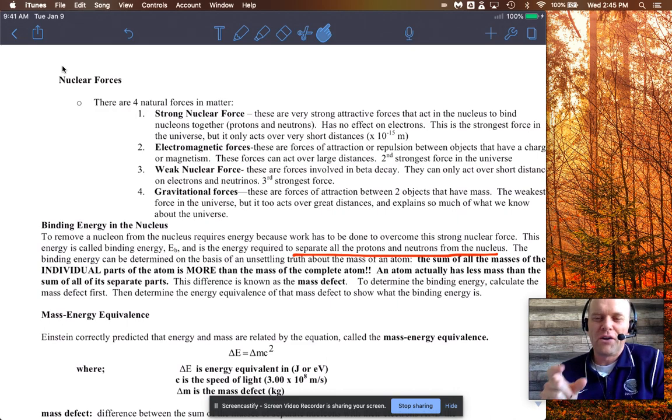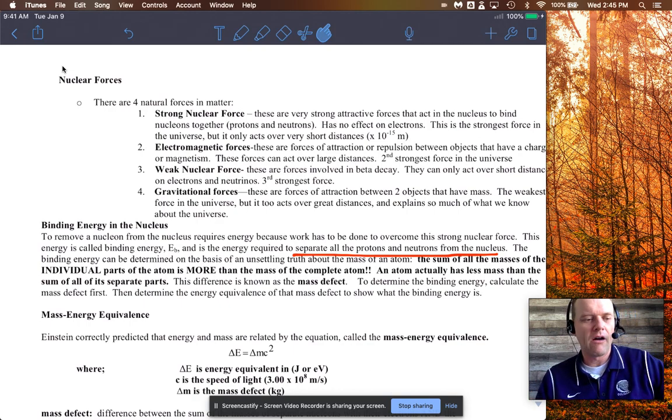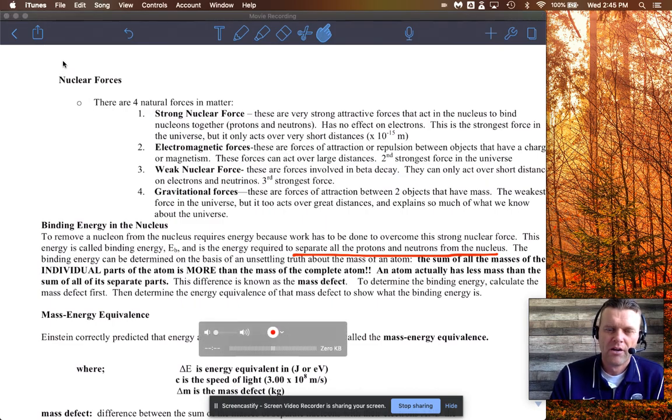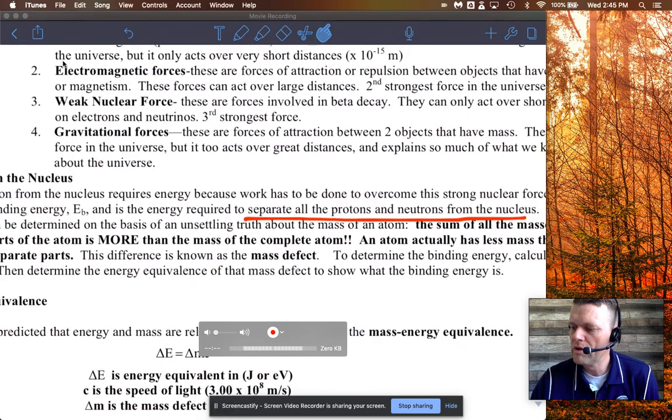As scientists started measuring all of the isotopes and atoms and everything, they realized that this was the case. Now, Albert Einstein had an explanation for it, which partially makes his famous formula that much more significant. But anyway, we'll do this in a minute.